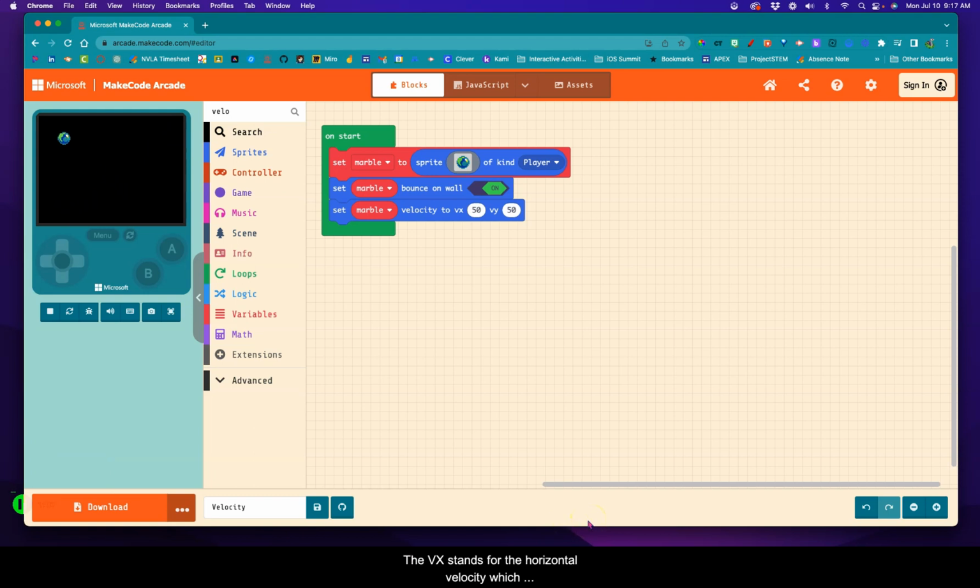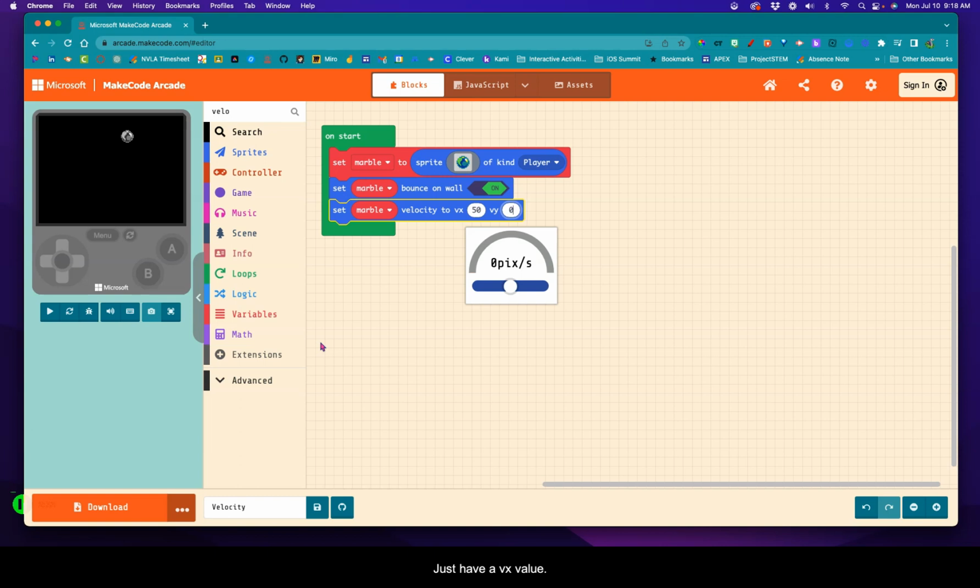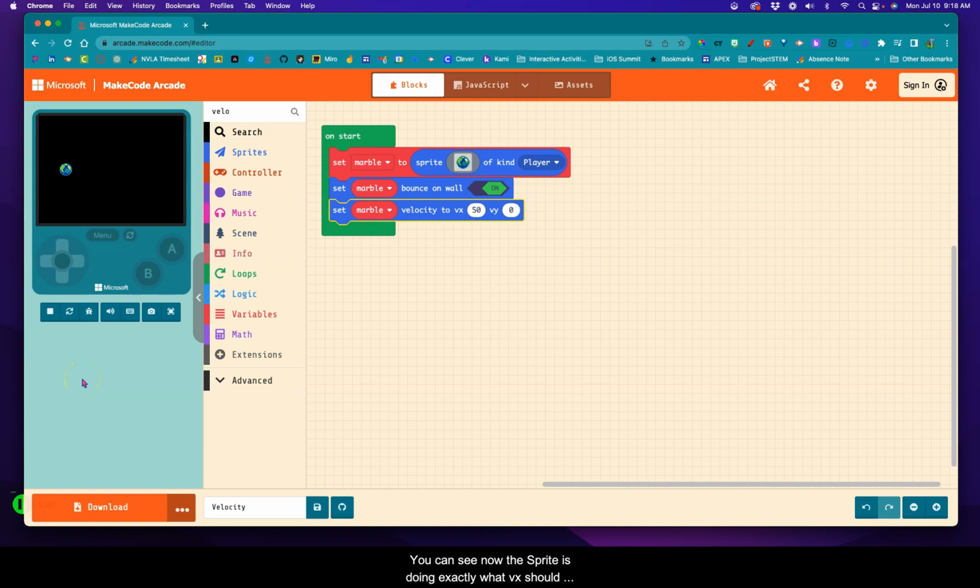The Vx stands for the horizontal velocity, which controls the sprite's movements from left to right. The number 50 determines the speed of this horizontal movement. Let's see what happens if we get rid of the Vy value and just have a Vx value. You can see now the sprite is doing exactly what Vx should have it do. It's moving at a speed of 50 in a horizontal direction. There is no up or down with this because we removed the Vy.